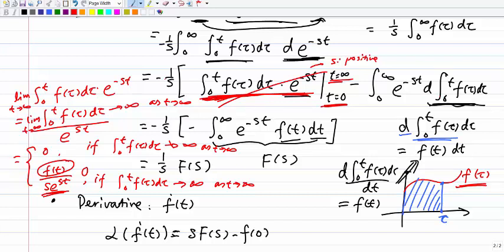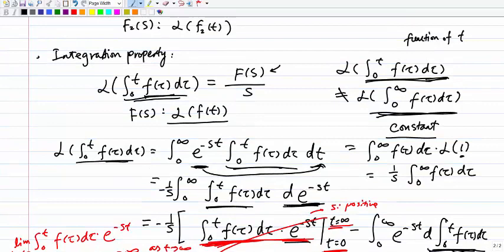Remember, we still have 1 minus 1 over s, and we still have a minus sign. Don't forget our minus sign over here. So this minus sign will cancel out. So I have 1 over s times F(s), because this is just the definition of the Laplace transform of f(t). That's why we come to this conclusion: the Laplace transform of the integral from 0 to t of f(tau) d tau is just equal to F(s) over s.